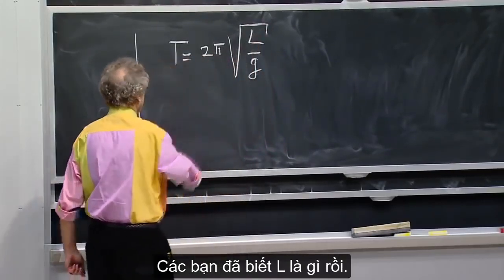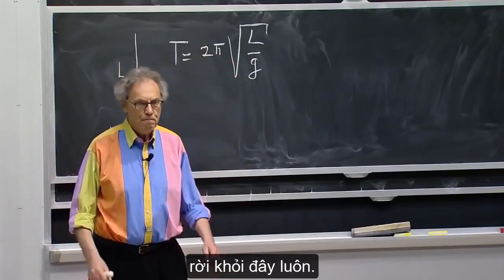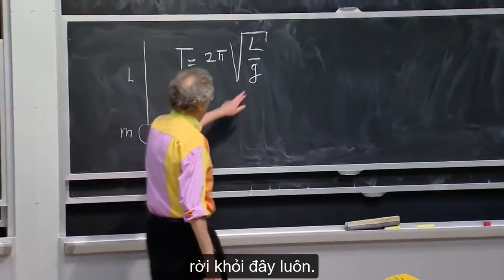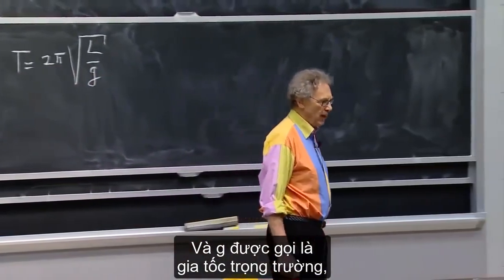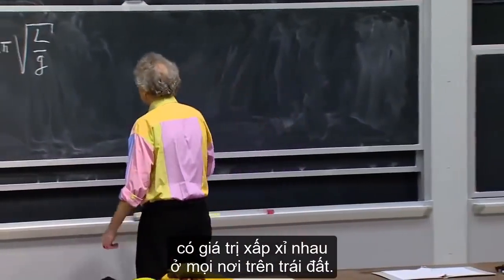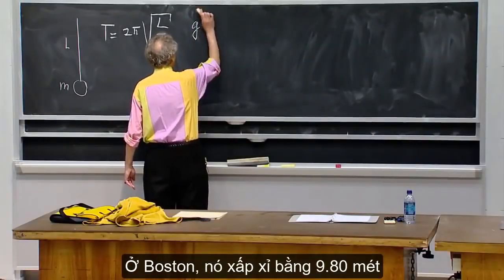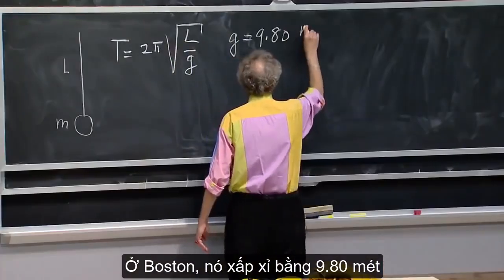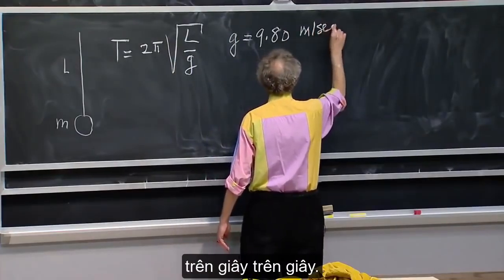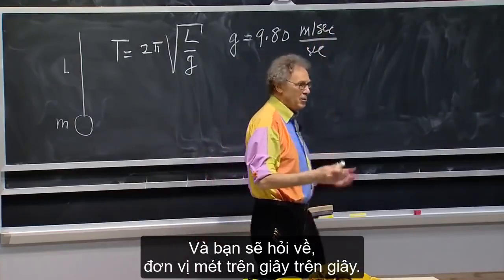You already know what L is. If you don't know what pi is, you might as well leave right now. And G is what we call the gravitational acceleration, which is approximately the same everywhere on Earth, but it is very close in Boston to 9.80 meters per second per second. And you will say, well, that's weird, meters per second per second.